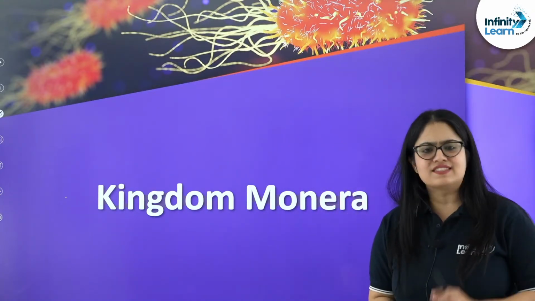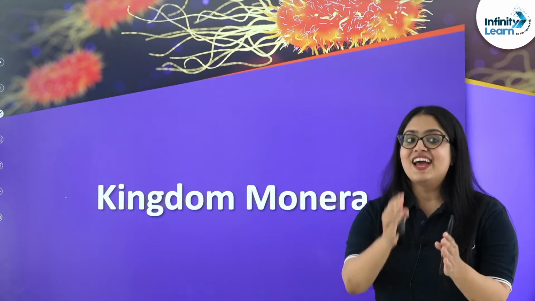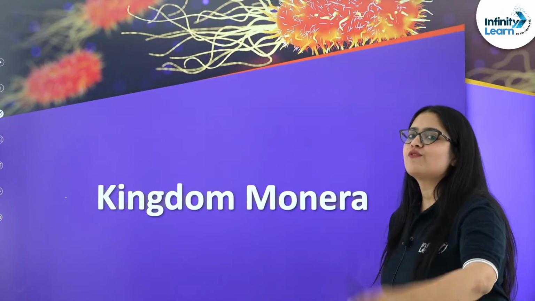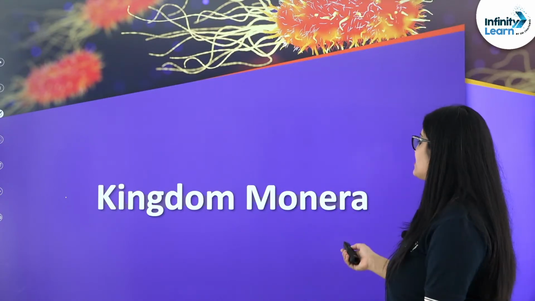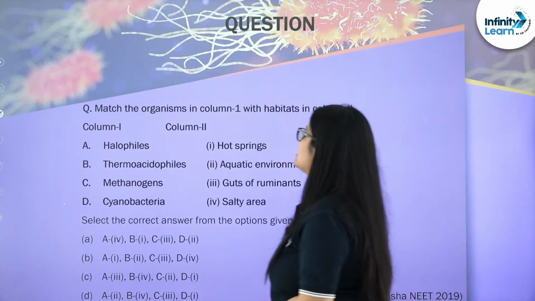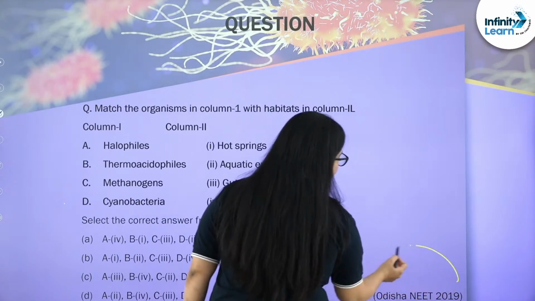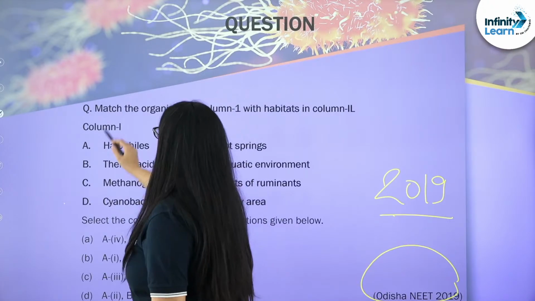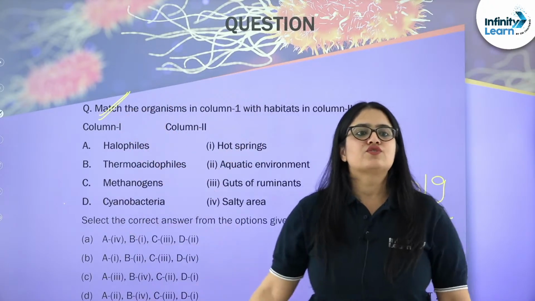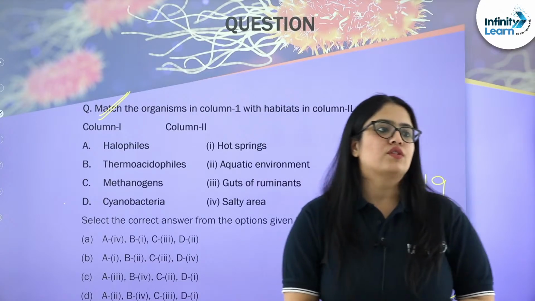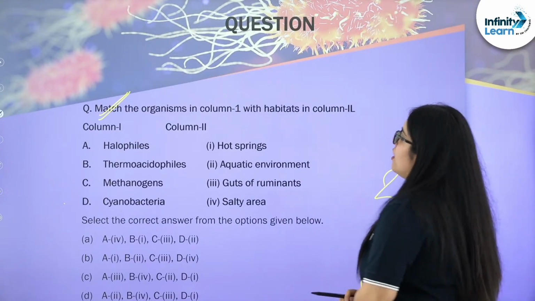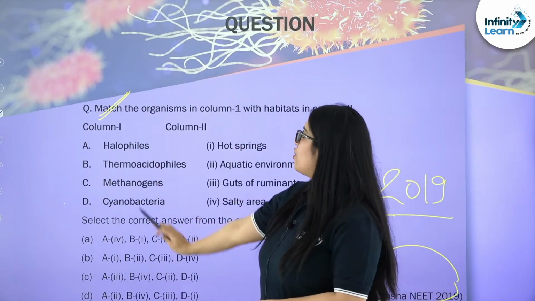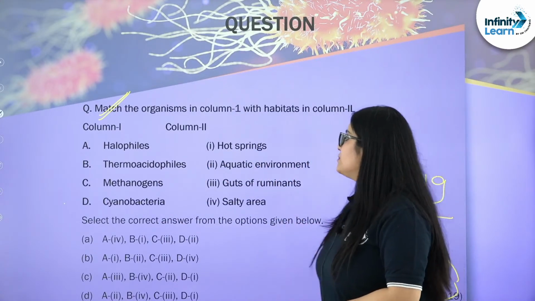So here it goes, the very first question, and I would really appreciate it if you participate as well. I'm going to wait for the correct answer from your side too. This is a match the following question, which NTA asked in the NEET 2019 Odisha paper. So match the columns. Here you have to match the bacteria from one column to the places or habitats they are found.